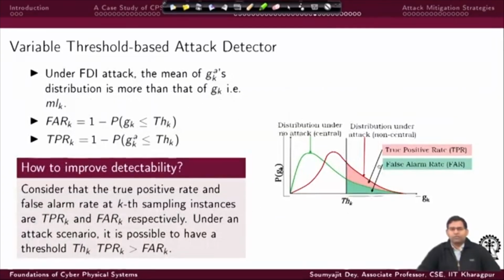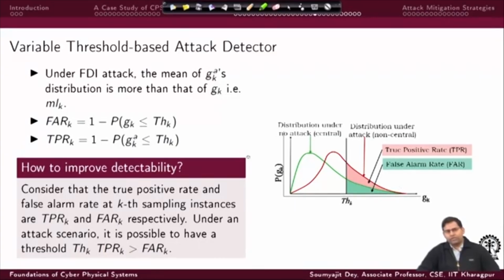Now, we have already discussed this: since I know this probability, suppose there is no attack happening. Then 1 minus this, that is the probability that Gk is greater than the threshold, is basically the probability of false alarm, and when there is an attack really happening, then 1 minus this is the probability of a true positive, right. Now, this distribution actually shifts and becomes a non-central distribution when there is an attack. This can be proved. We are omitting the proof here.